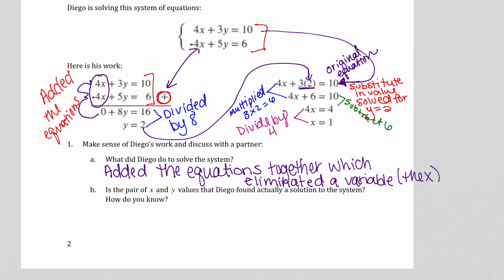Is the pair of x and y values that Diego found actually a solution to the system, and how do you know? So what we could do is plug it into the equations. The final solution he got was 1, 2. We could plug it into both equations, and I'll do the top equation in blue. So we'll have 4 times 1 plus 3 times 2 equals 10.